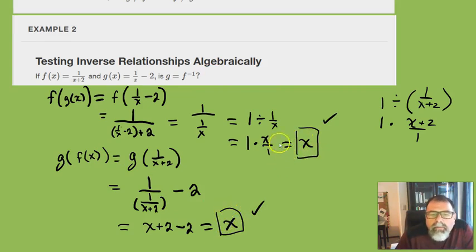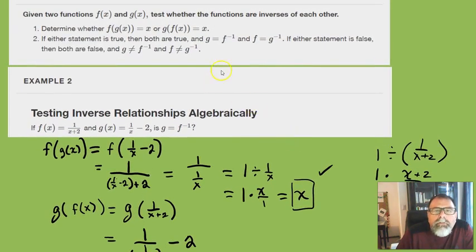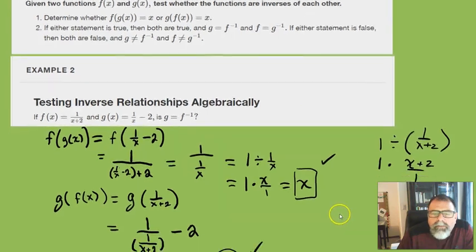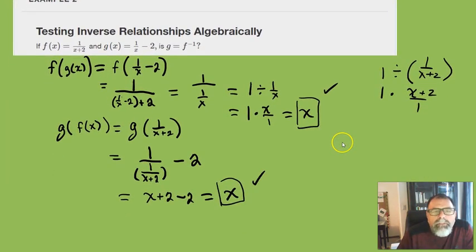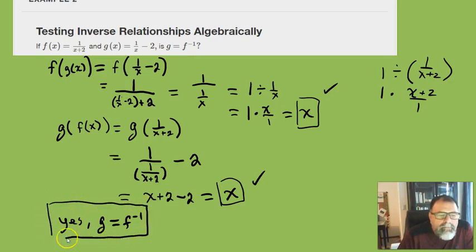Okay, which they do. So from the rule up here, since both of those are true, then we know g is equal to f inverse and f is equal to g inverse. So f and g are inverses of each other. So yes, g is equal to f inverse, and vice versa. f is equal to g inverse.